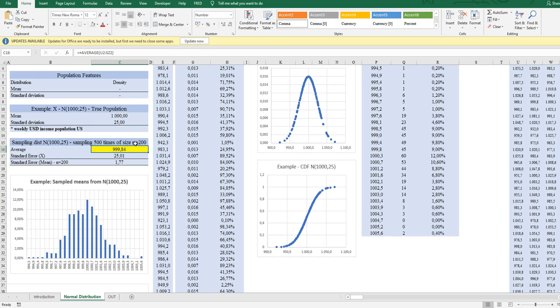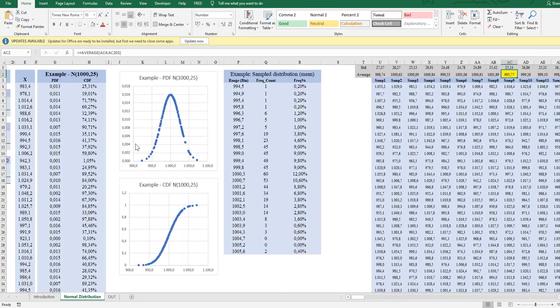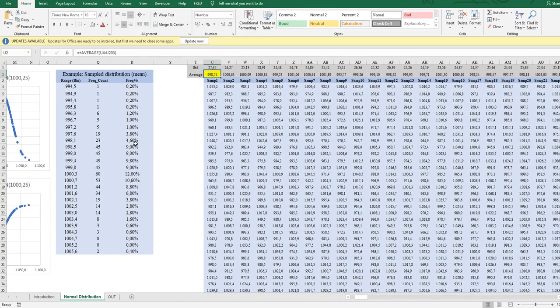And the reason why it is not is because it will go approximately closer and closer as I sample more and more. I have only sampled 500 times. So here the 999 I got from taking the average of all the averages of 500 individual samples.